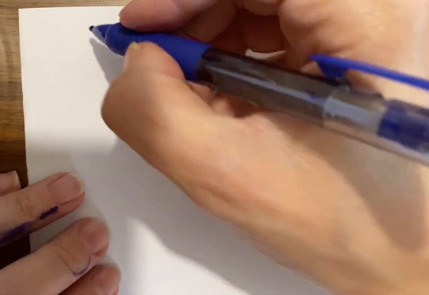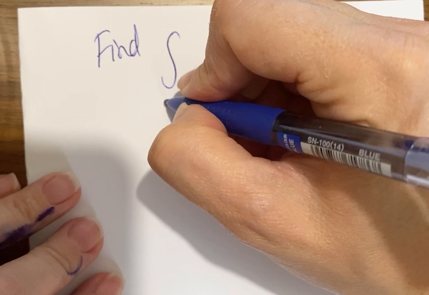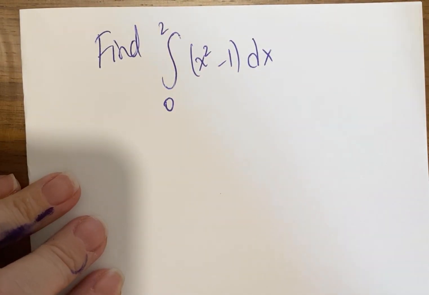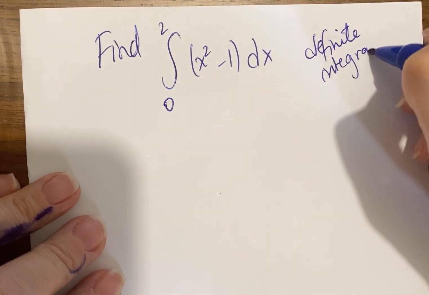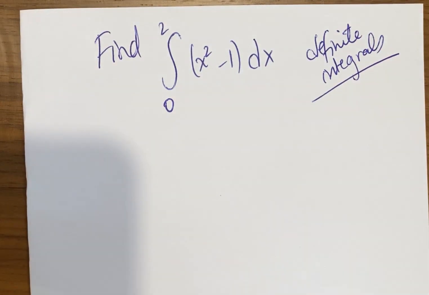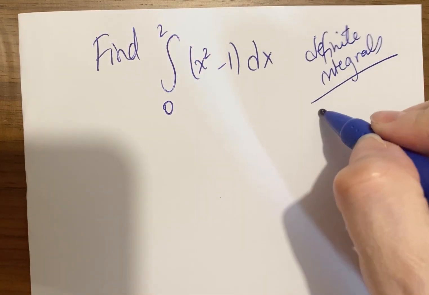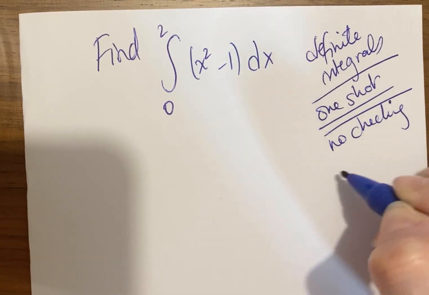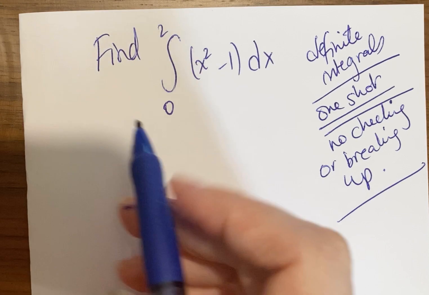What if they asked me, no area question, they just asked me to find the integral from 0 to 2 of x squared minus 1 dx. This is about definite integrals. It has nothing to do with areas. Definite integrals, I don't need to check positive, negative. Definite integrals can be positive, can be negative. I do them in one shot. No checking whatsoever or breaking up. You do it as one integral.